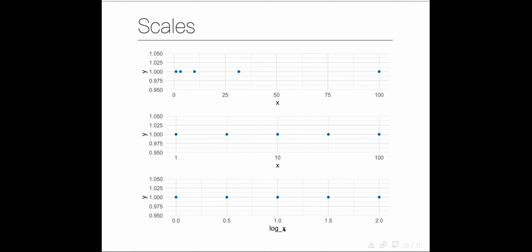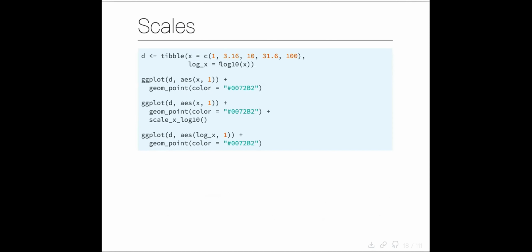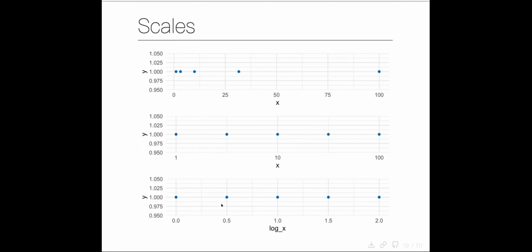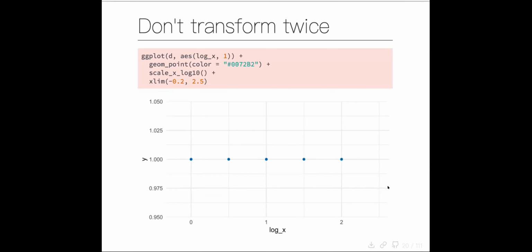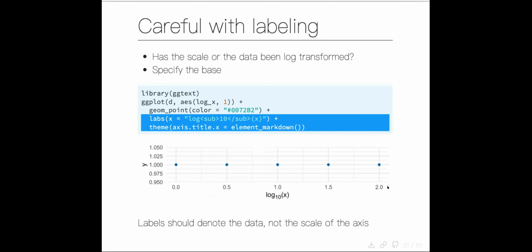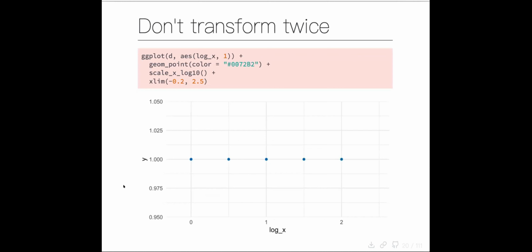So now this is log x. Okay, so in other words, we have taken the log of x. Notice I'm using scale x log 10 on the middle plot, but not either of these two. So these are both showing the raw data, right? They're mapping directly to the data, but this one, the data itself has been transformed. And so this gets tricky because you don't want to transform twice, right? I don't want to transform the data and transform the scale, right? That doesn't make sense.